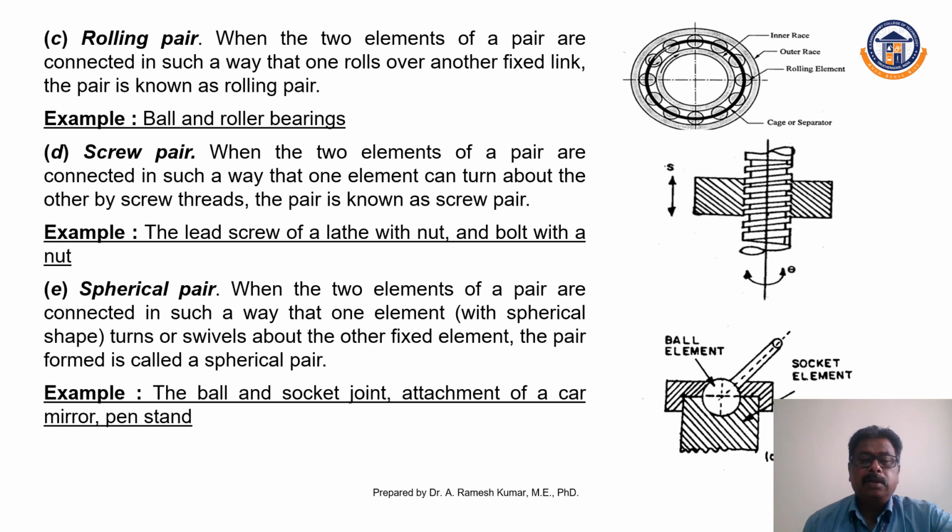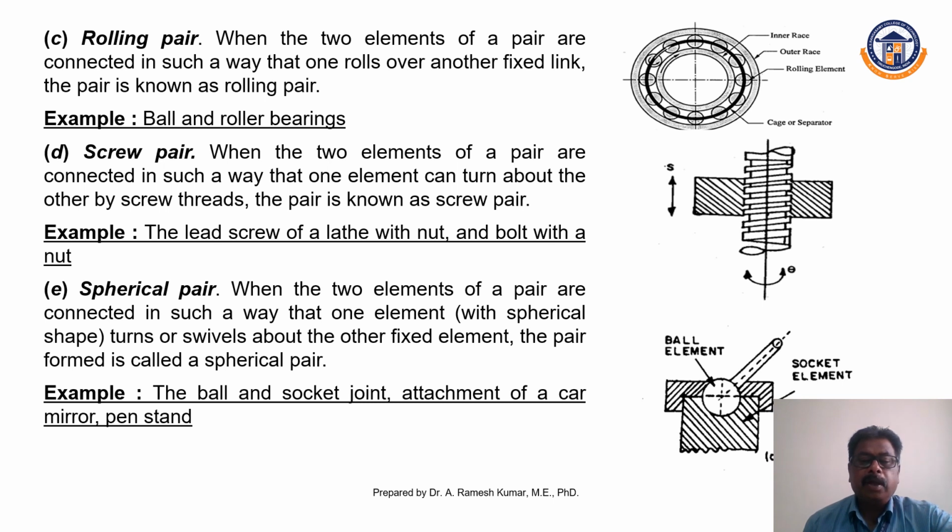Screw pair: when the two elements of a pair are connected in such a way that one element can turn about the other by screw threads, the pair is known as a screw pair. Examples are the lead screw of a lathe with a nut, and a bolt with a nut.